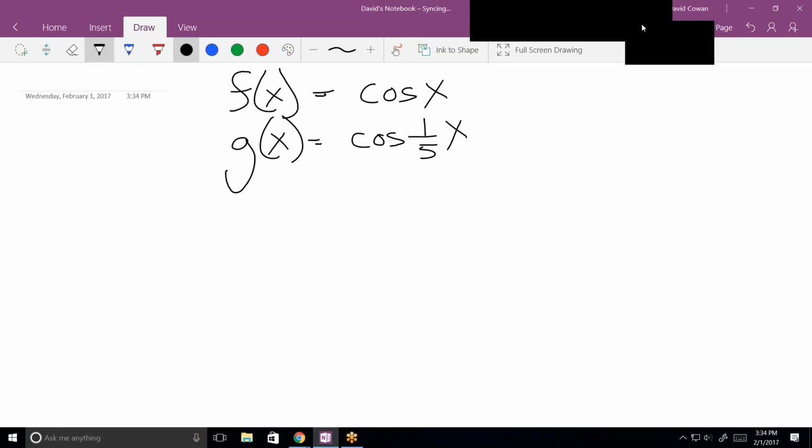So first of all, b is 1/5, making the period what? Period would be 2 pi over 1/5. So then you just multiply that by 5, so it'd be 10 pi.